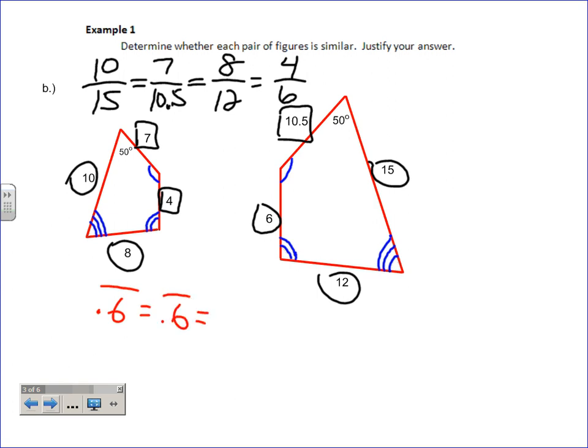How about 8 over 12? It is 0.6 repeating. Okay. Is 3 out of the 4 good enough? Well, we got to make sure all of them have that same ratio. How about 4 over 6? That's probably the easiest one to see that that's 2/3. So all 4 are proportional. The angles are congruent. We're good. They are similar. And what's that symbol again? Just one squiggle.